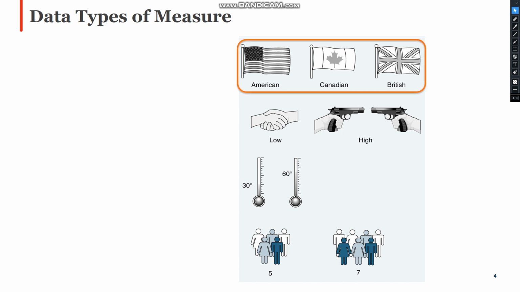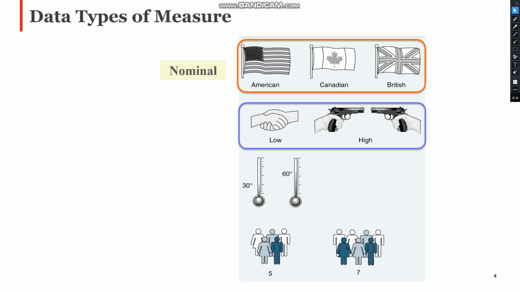Let's start from the first one. This is considered as a nominal type, where we only see the different categories. The second type is the ordinal data, where there's an obvious ranking. For both nominal and ordinal data types, we define them as the qualitative data with no numerical measures.